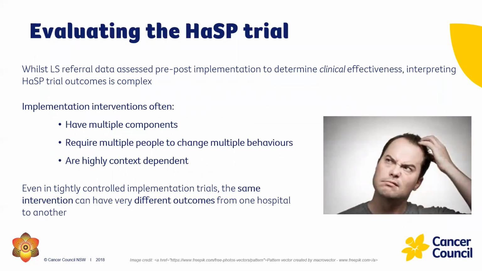Evaluating the HASP trial. Whilst Lynch syndrome referral data will be assessed pre and post implementation to determine clinical effectiveness, interpreting HASP trial outcomes is very complex. Implementation interventions often have multiple components, require multiple people to change multiple behaviours, and are highly context dependent. Even in tightly controlled implementation trials, the same intervention can have very different outcomes from one hospital to another.